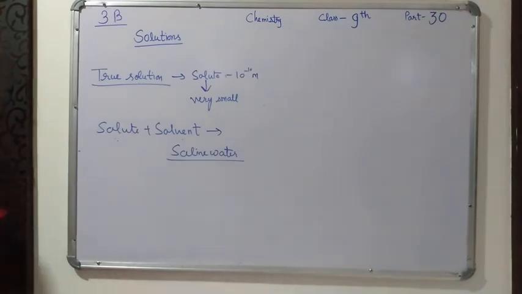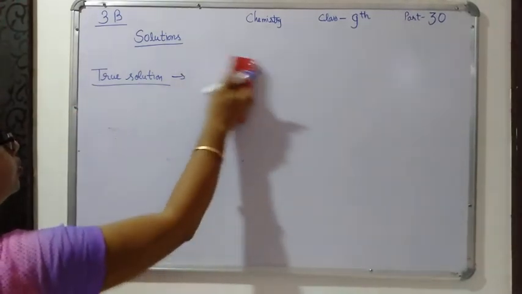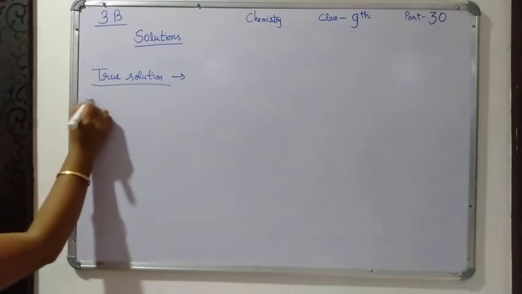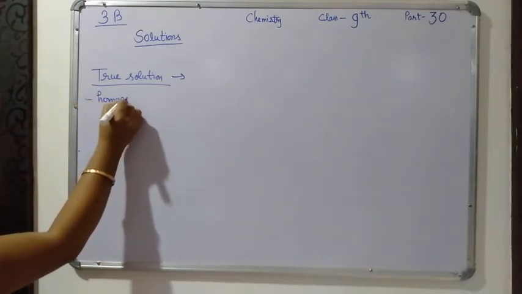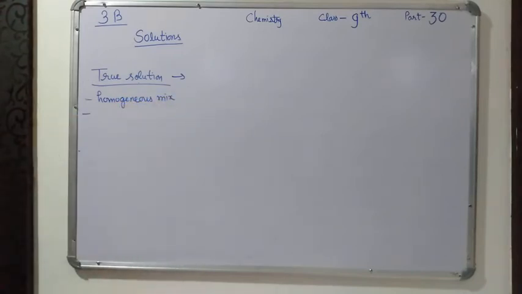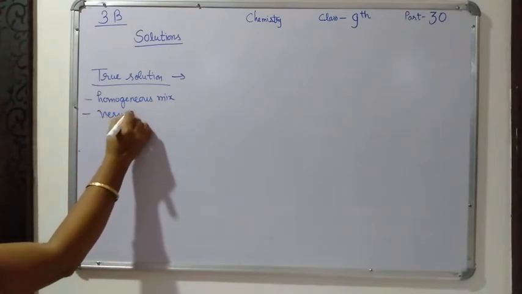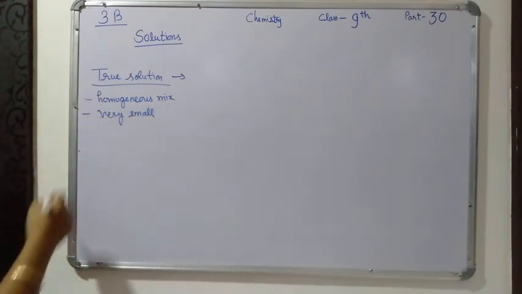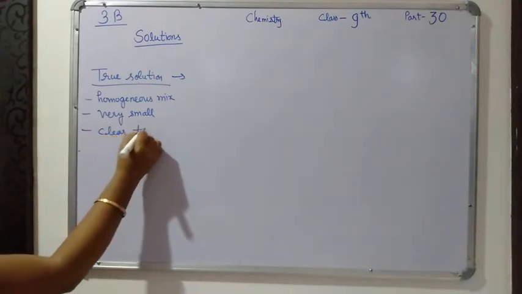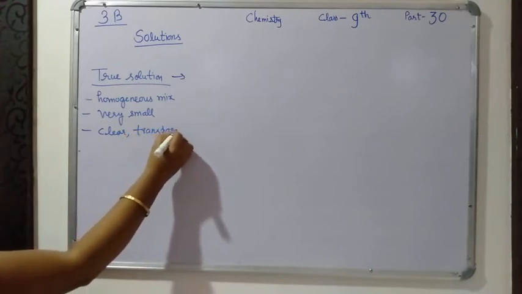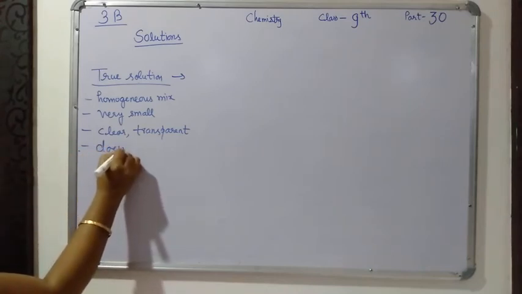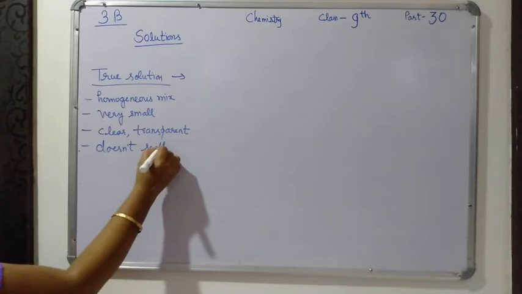Now, what are the characteristics of a true solution? First, it is a homogeneous mixture. Second, the size of the solute particles is very small. It is clear and transparent. Next, it doesn't scatter light. If you pass light through it, it doesn't scatter the light.